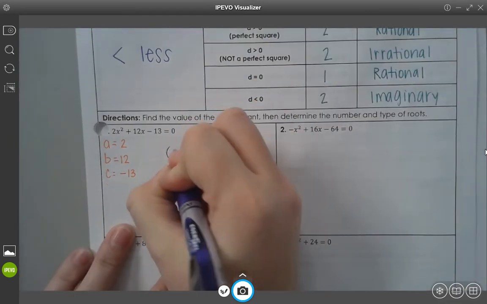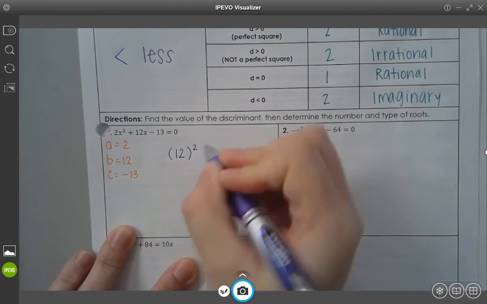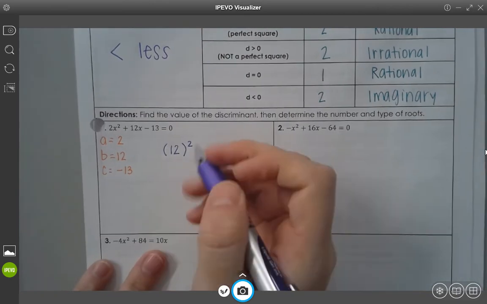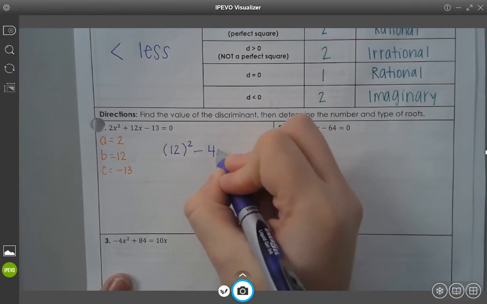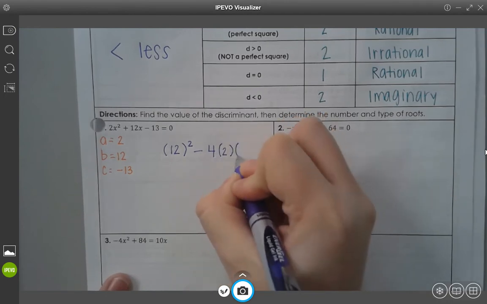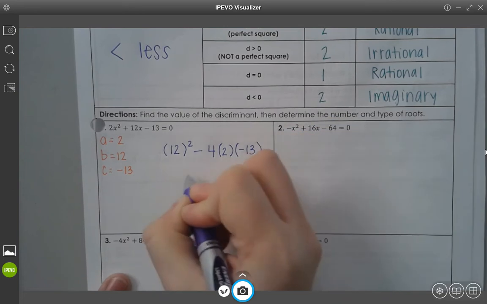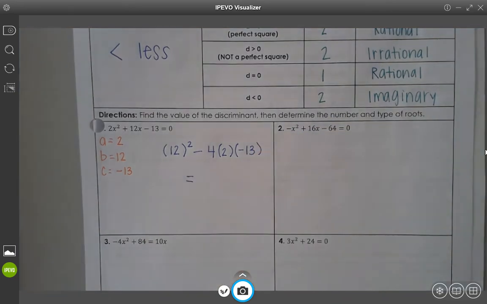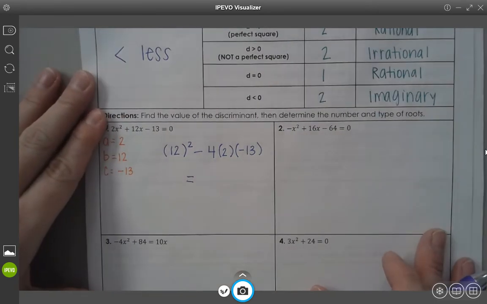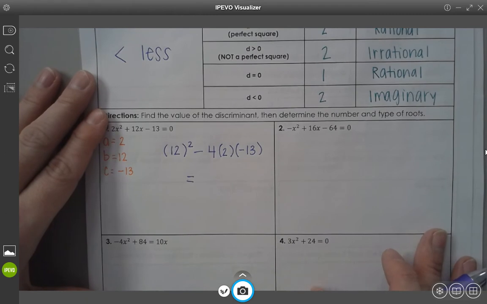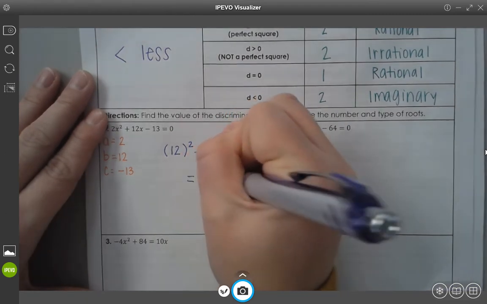So we're going to do b squared. Make sure your b is always in parentheses. Minus 4 times A, which is 2, times C, which is negative 13. So type that into your calculator. What do you get? 248.